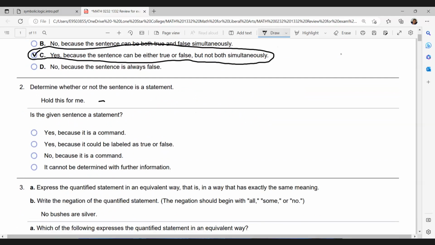When you look at example 2, it says, hold this for me. This sounds very much to me like a command. It's literally telling someone to do something. Go do this. Go get that. Hold this for me. So this will not be a mathematical statement because it is a command.